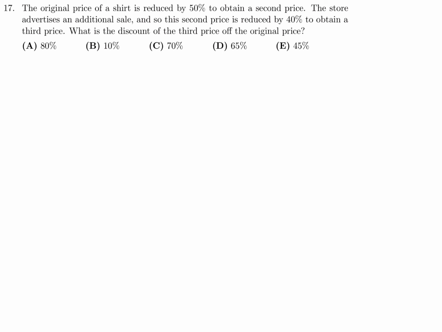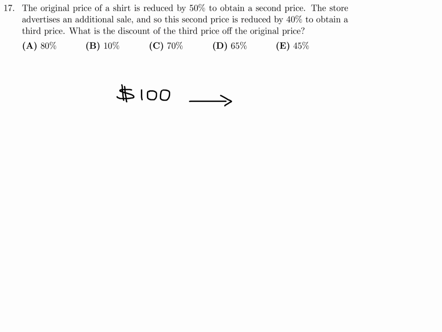The original price of a shirt is reduced by 50% to obtain a second price. The store advertises an additional sale, and so this second price is reduced by 40% to obtain a third price. What is the discount of the third price of the original price? Let's just say the original price is $100.